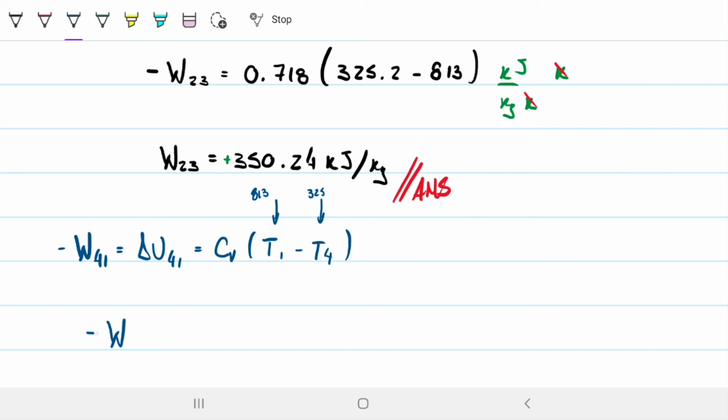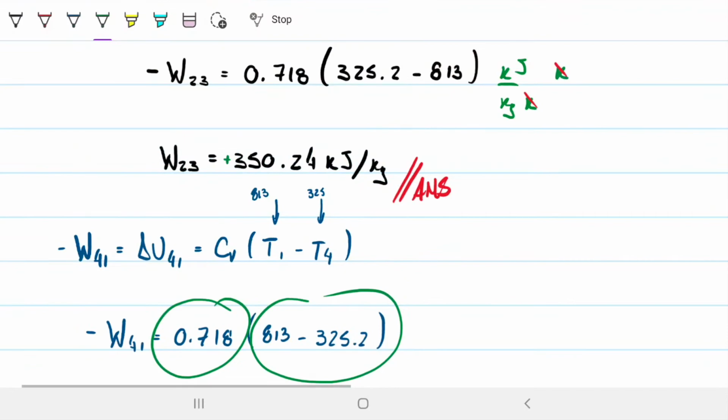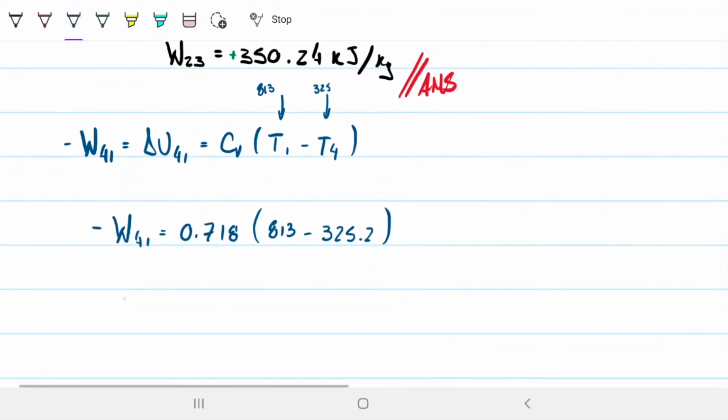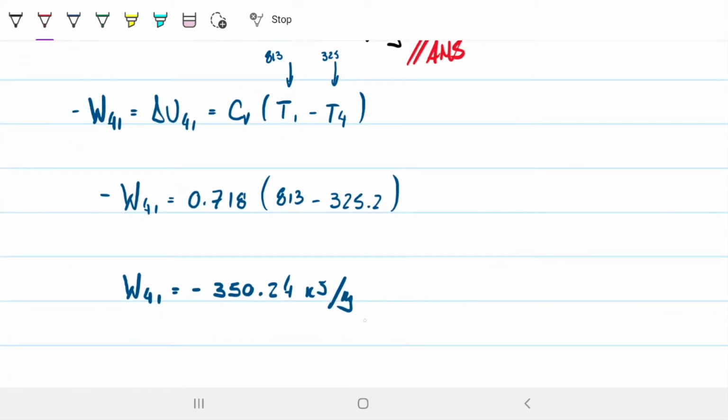Okay, so we're saying that negative, right? Negative. 4 to 1 is just 813 minus 325.2. So this is going to give me a positive number, multiply by positive number, and then because we have the negative there, the whole thing is going to be negative. Okay, so this means that work from 4 to 1 is equal to negative 350.24 kilojoules per kilogram.